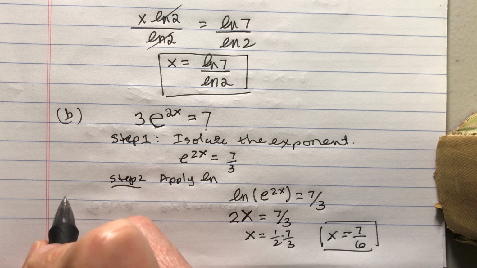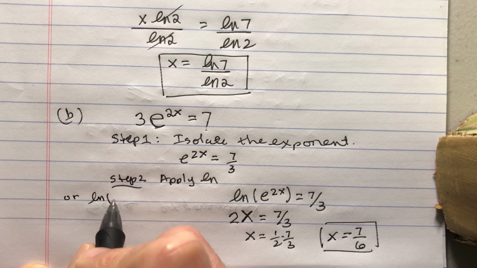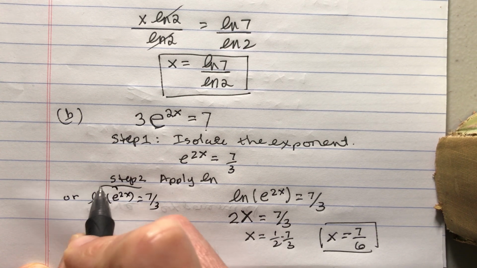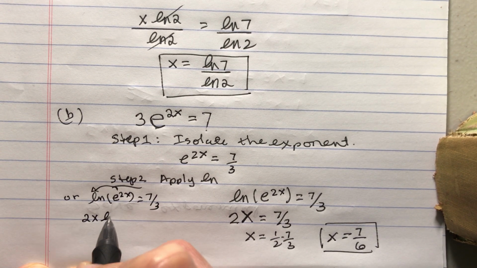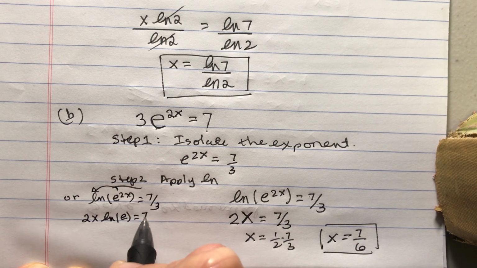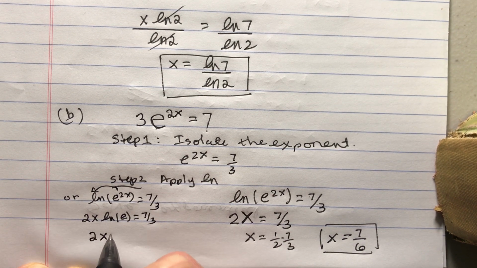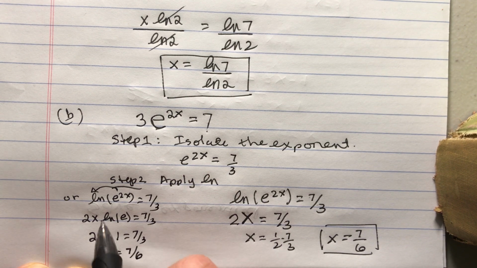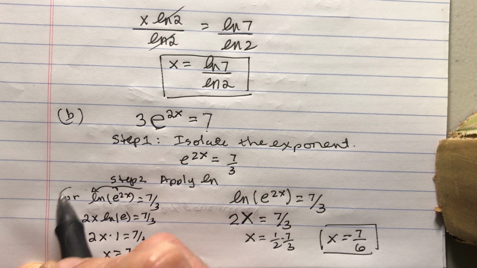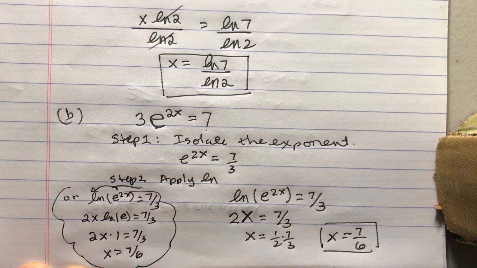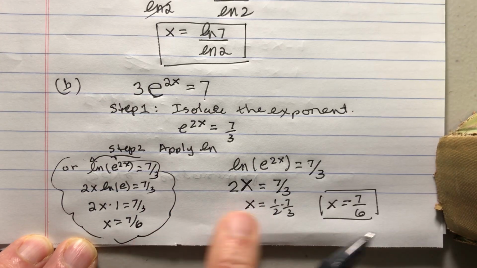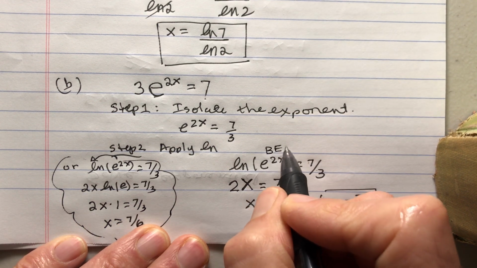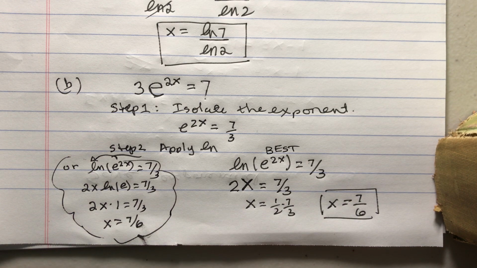You can also use, here's ln e to the 2x equals 7/3, you could bring the 2x in front and just use the fact that ln e is equal to 1. I don't like to do two different ways because you don't know which one to follow, but I think this is the best way.